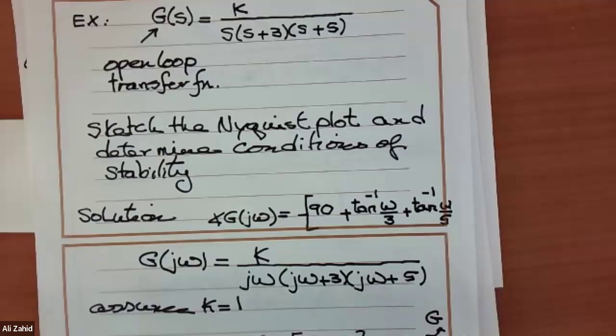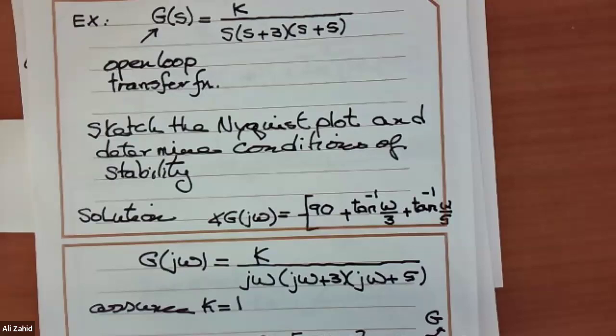The angle should be what? Should be more than minus 180. Give me a number more than minus 180. Minus 110. What do you say? You say I have a phase margin of 70. Did you get it? And the larger the phase margin, the more stable your system is for larger values of K.